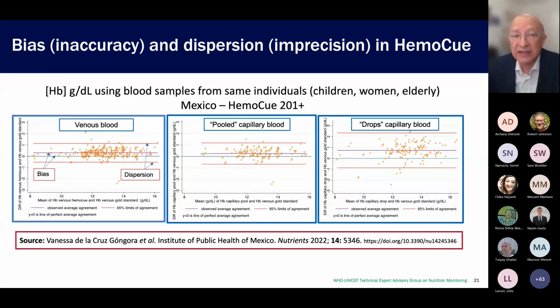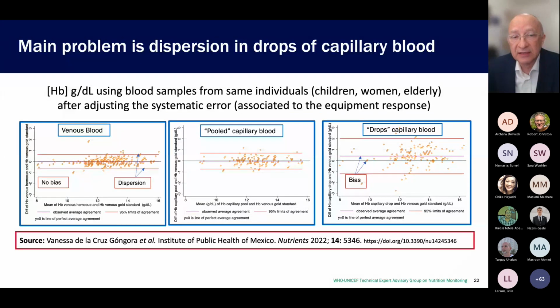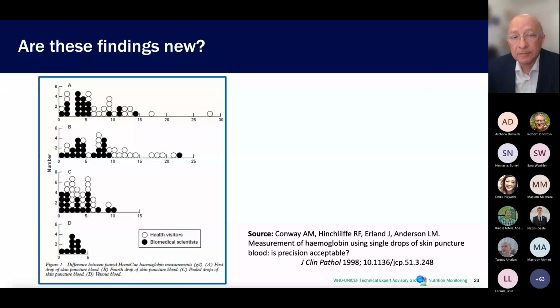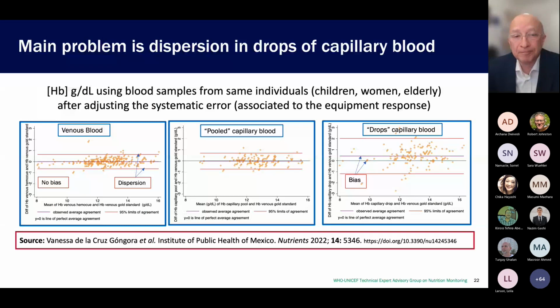With the bias, we can make an adjustment because it's a systematic bias. We can subtract the difference that we already have in the bias from the different data, and we can adjust the values. Next slide, please. Okay, now it's the same graphs, but without the bias.